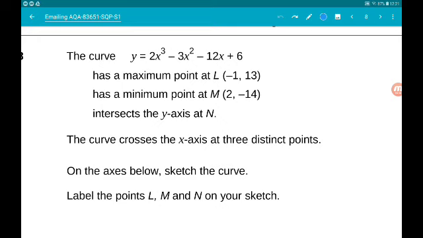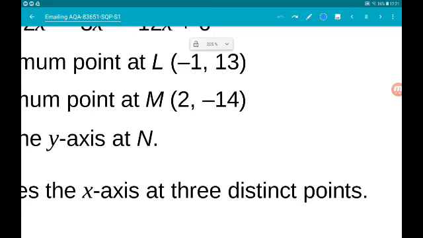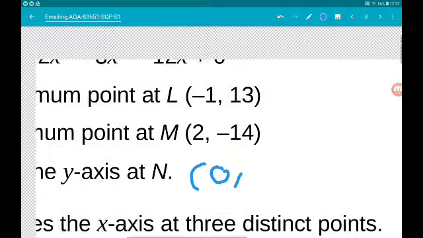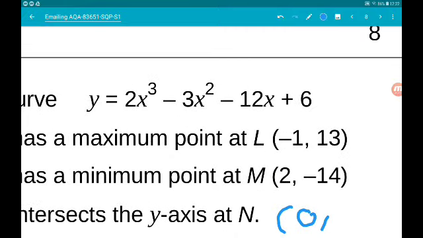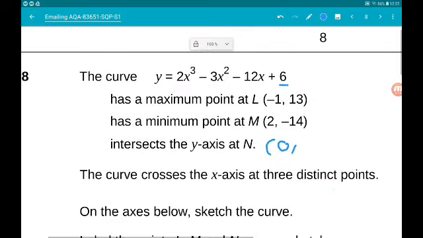So, let's work out first of all the coordinates of N. So on the y-axis, x is equal to 0. So our x coordinate is 0. Now, if we substitute x equals 0 into the function, we would just get left with 6. So N is (0, 6).